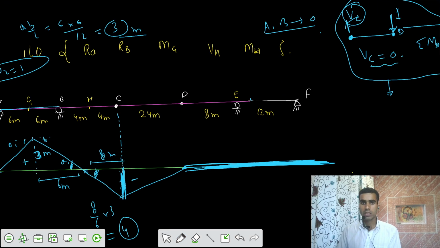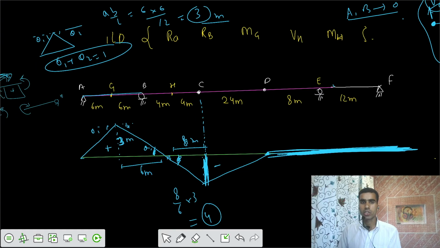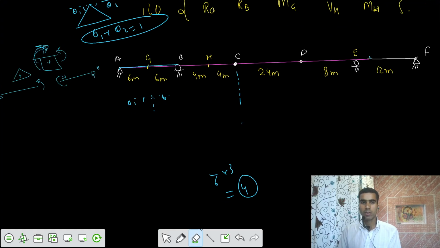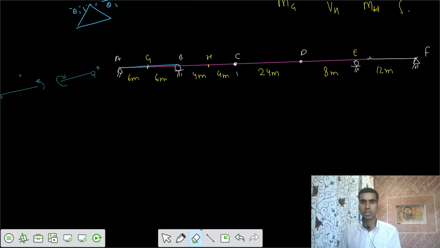Now the next one is shear at edge. Let's remove this one, and we need to get shear force at edge.